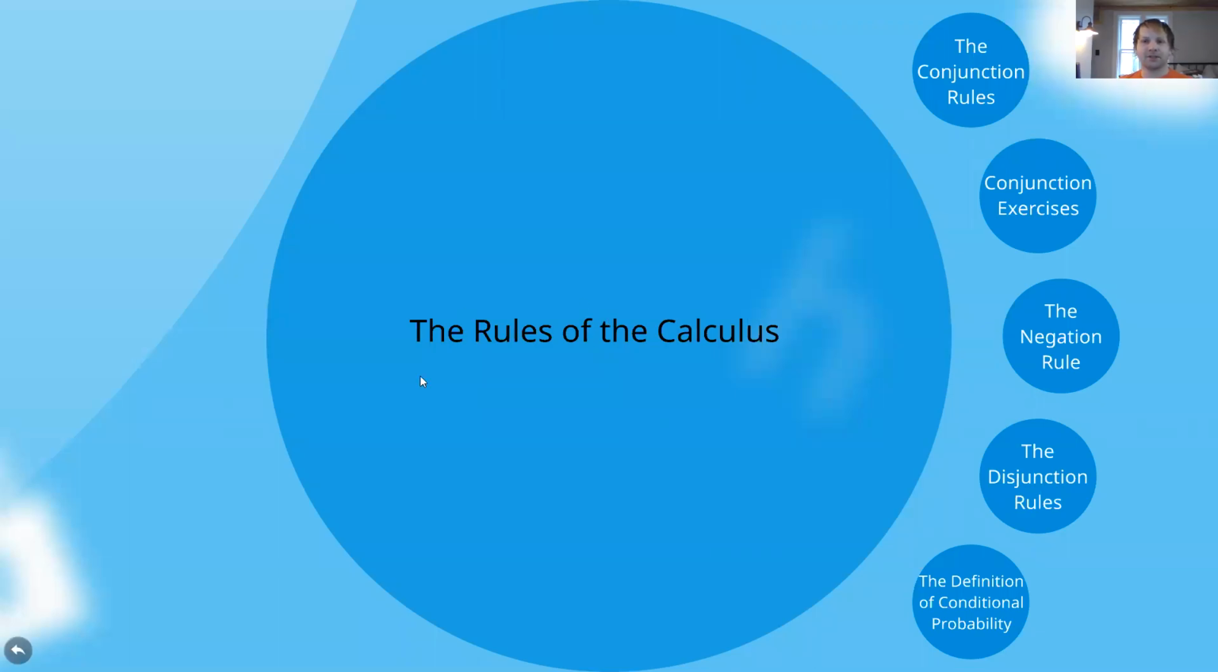Hi, everyone. So last time we went over the conjunction rules for probability and the negation rule, and this time we're going to hit up the disjunction rules and the definition of conditional probabilities. So this is our second to the last lecture.